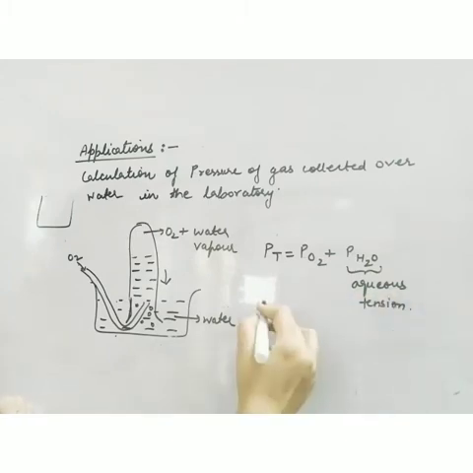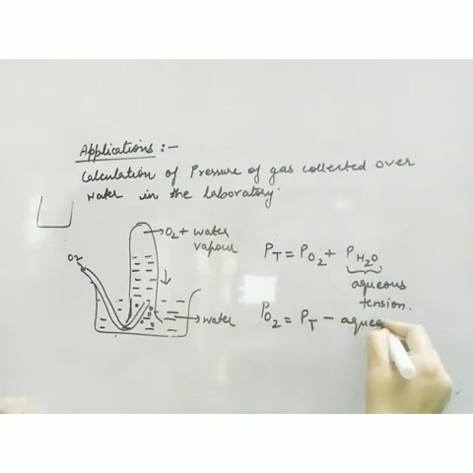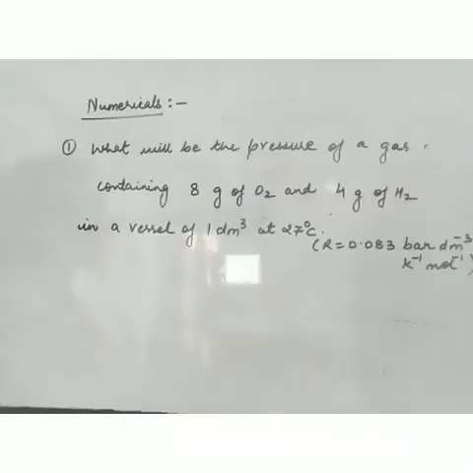Okay, so how to find out the pressure of oxygen? Whatever total pressure we are getting here, minus aqueous tension. This aqueous tension is calculated at different temperatures, and it is measurable. So if I know this value, I can calculate the pressure of dry oxygen gas. This is the application of Dalton's law, in all the numerical problems based on Dalton's law.